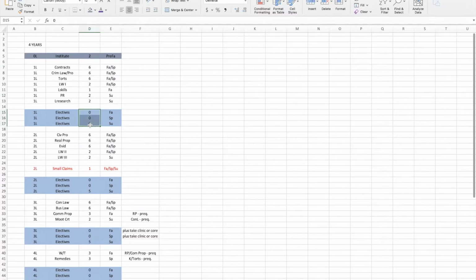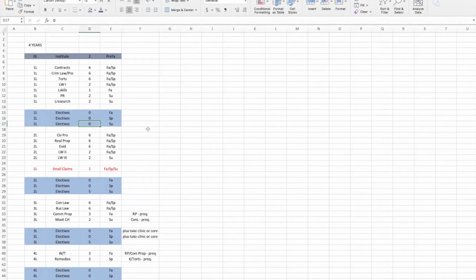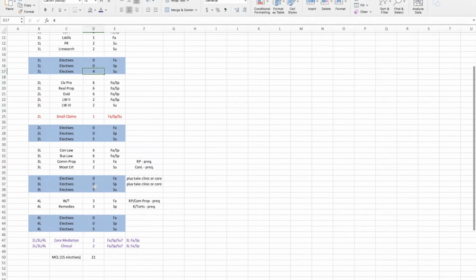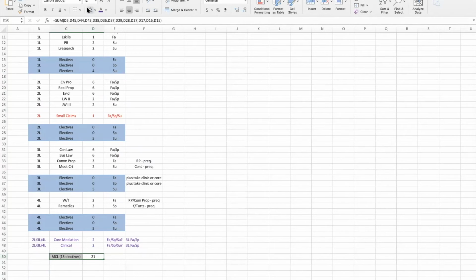For 1Ls, it's usually always going to be 0. Maybe you'll have 4 here in the summer if they took a course. It doesn't matter. But the nice thing about this spreadsheet is the students can add in the number of electives in the blue, and it'll automatically calculate here at the bottom how many electives they've completed. So if they did 1 elective here, 1 elective here, and then 4 here, it'll go up to 22. Or if they realize, I don't need any more, I'm just going to take 3 electives here and 2 here, I'm still definitely going to graduate on time because I only need 15 electives.